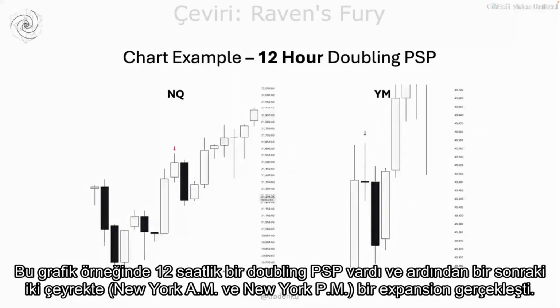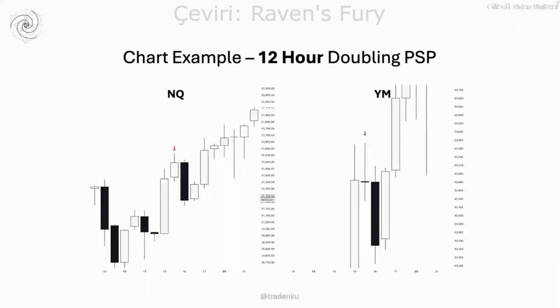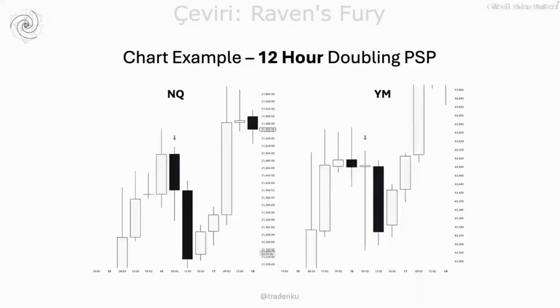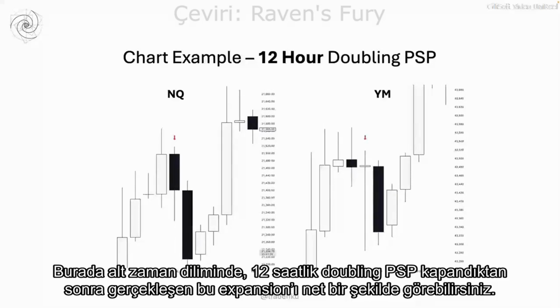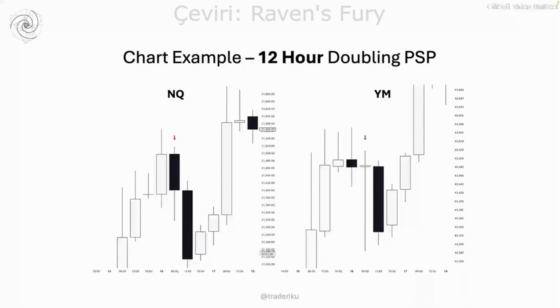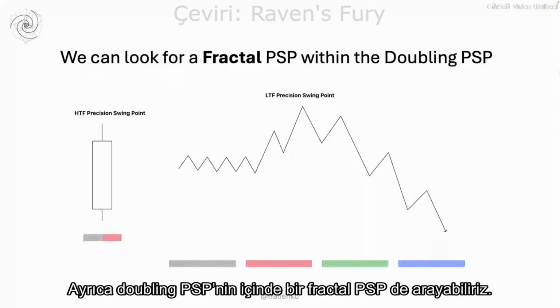This is a chart example. We had a 12-hour doubling PSP and then an expansion in the next 2 quarters, New York AM and New York PM. And you can see here on the lower time frame, this expansion after the 12-hour doubling PSP closed. We can also look for a fractal PSP within the doubling PSP.